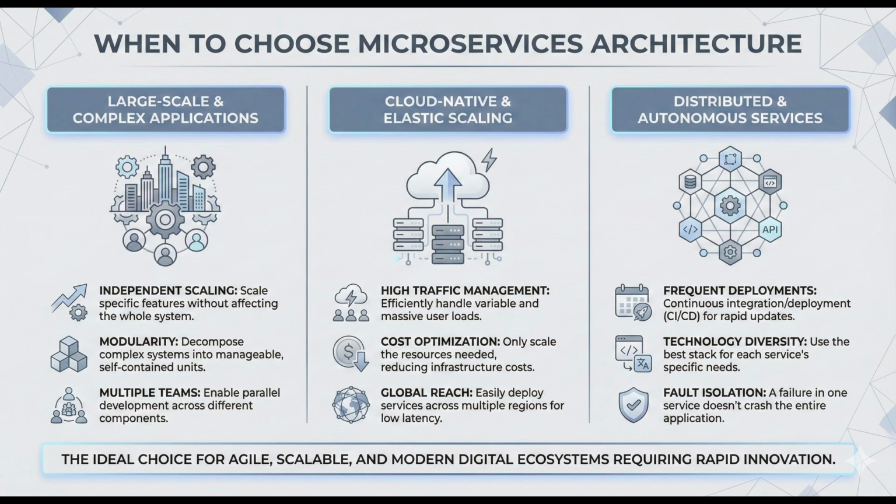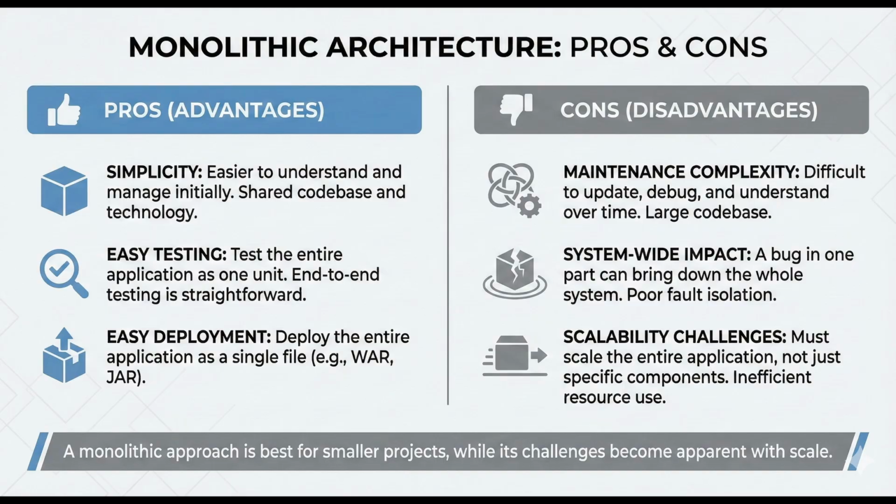Now, like everything in tech, each architecture comes with pros and cons. Monolithic apps are simple to build, easier to test, and straightforward to deploy. They're usually great for beginners because there's less infrastructure to manage. But as they grow, they can become harder to maintain. If one part of the system needs extra resources, you end up scaling the entire application. And because everything is tightly connected, one small bug can affect the whole system.